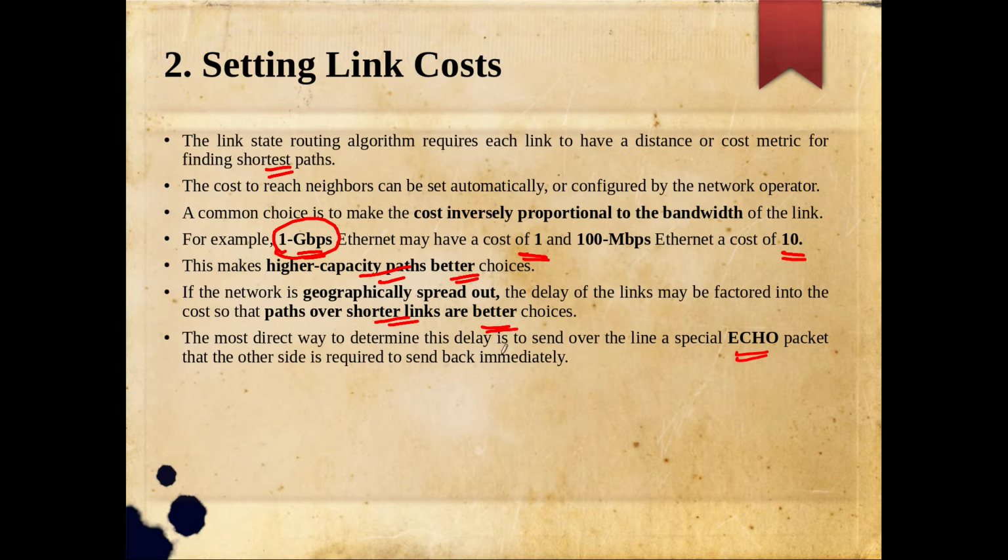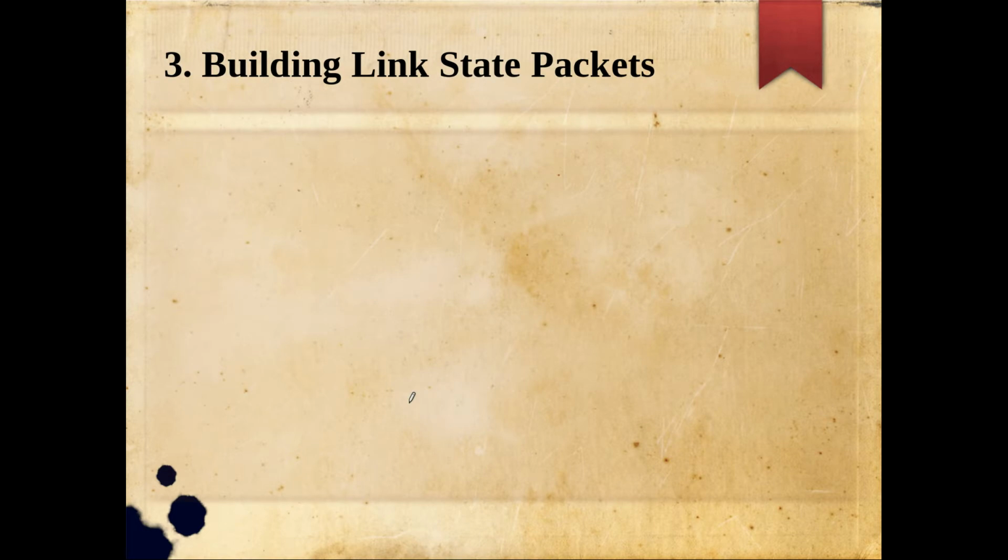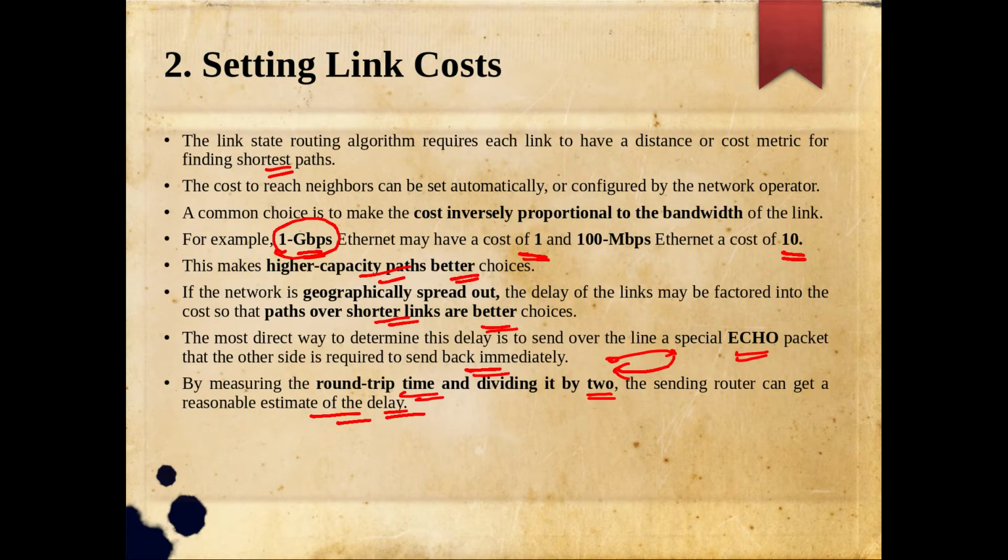The most direct way to determine the delay is to send a special echo packet over the line, and the other side is required to send back a reply immediately, measuring the round trip time. That is, how long it takes for the echo packet to reach the other end and come back. That is the total round trip time, and dividing it by 2, the one-direction delay can be calculated. The sending router can get a reasonable estimate of the delay, and it can make this a cost, so that the path with the minimum delay is chosen as the efficient path. These are all different ways of setting link cost.